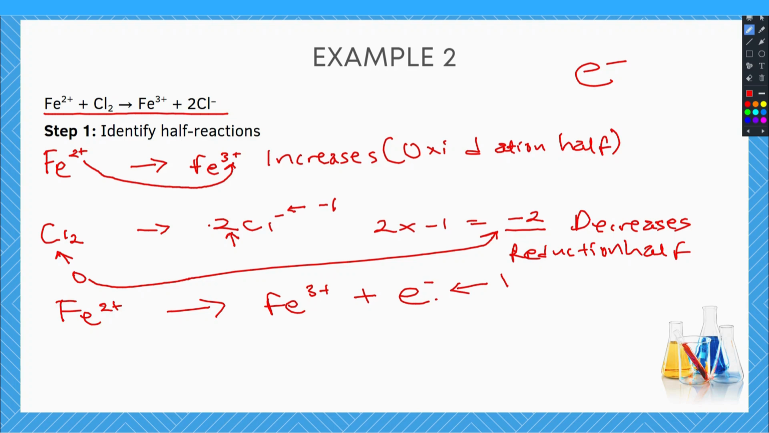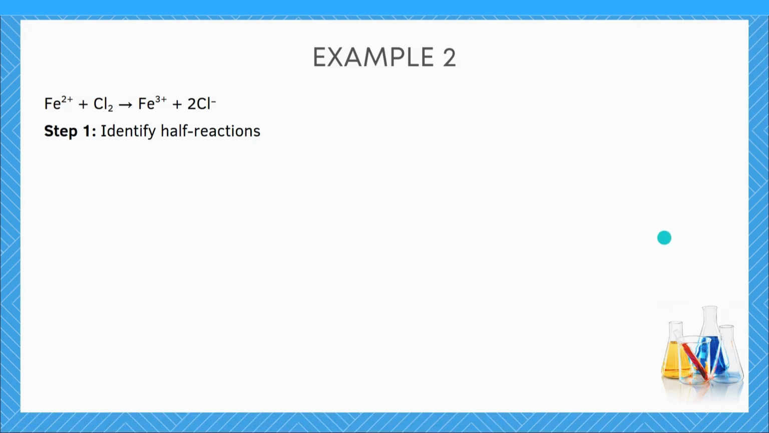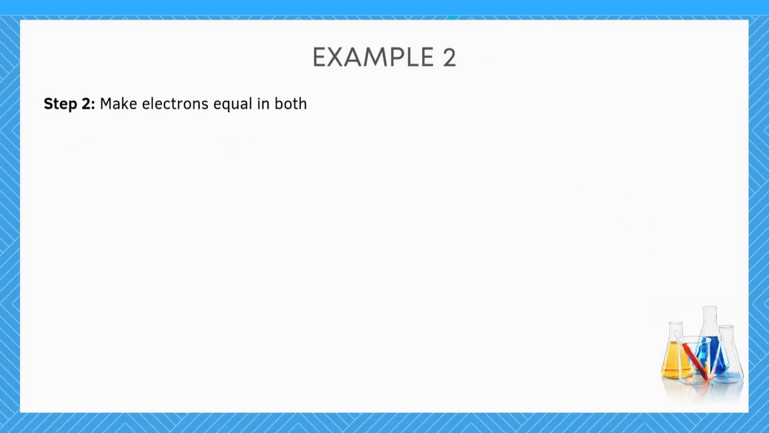Now for chlorine, chlorine gained 2 electrons. So we have Cl2 + 2e⁻, giving us 2Cl⁻. So now we've indicated the oxidation half and we've indicated the reduction half. What is the next thing to do? Next thing to do is to make the electrons equal in both.